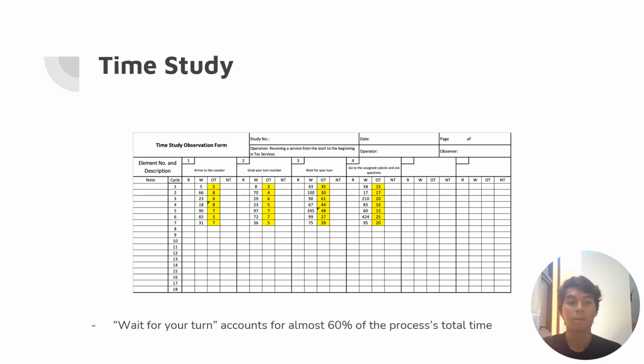The main finding that we obtained over here was that the wait for return step accounts for almost 60% of the process total time. This combined with the process flow map that we showed you earlier was helpful for us to identify the main issues and areas of opportunity where we can implement a change in order to enhance and improve the workstation processes.